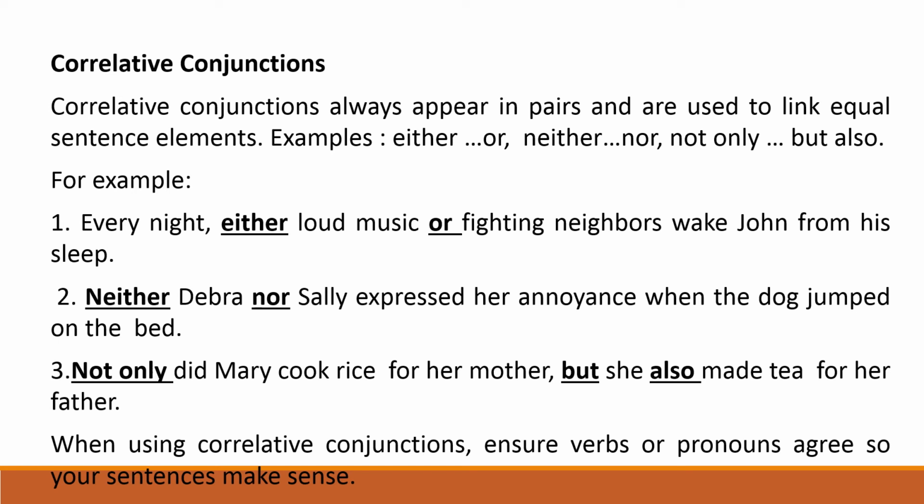See, every night either loud music or fighting neighbors wake John from his sleep. So you see that appearing in a sentence, either or. Then number two, we have: Neither Deborah nor Sally expressed her annoyance when the dog jumped on the bed. You see it again appearing together in a sentence. Not only did Mary cook rice for her mother, but she also made tea for her father.